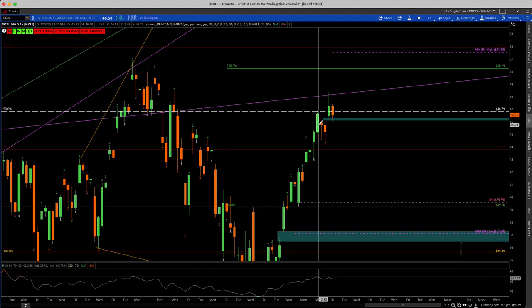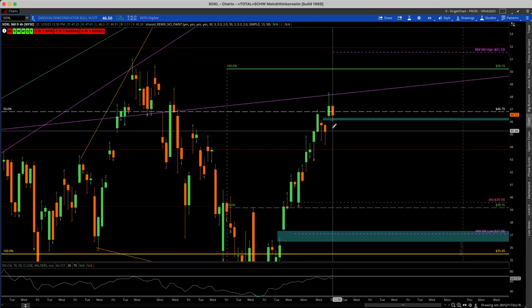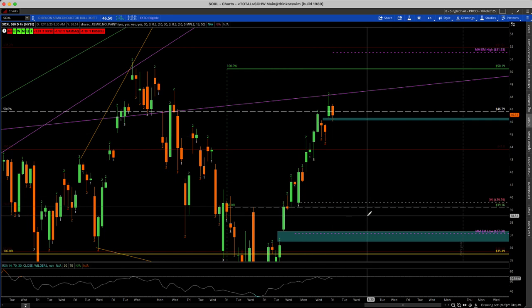If we do, again, it's not that big of a deal as long as we're staying above Thursday's low, which is 44.44, right? Because then at least we're maintaining that higher low. If we do go below this 44, again, it's also not that big of a deal because we could just be creating a broadening formation here.